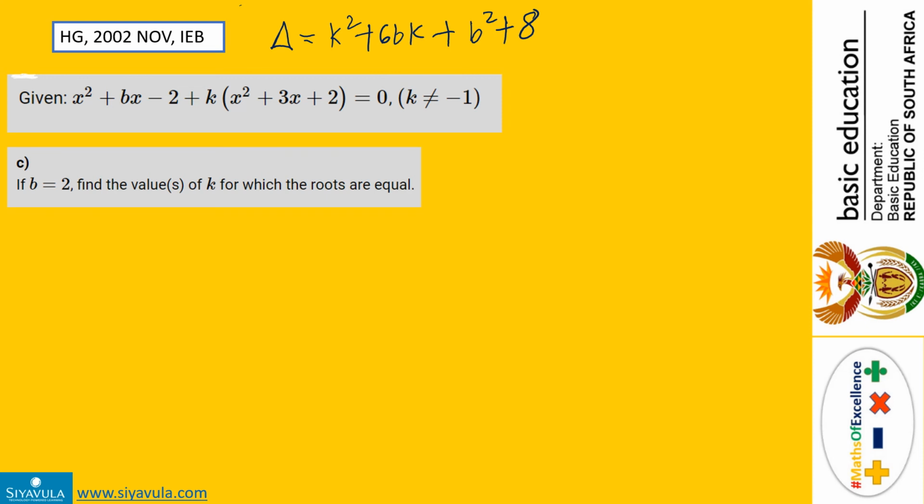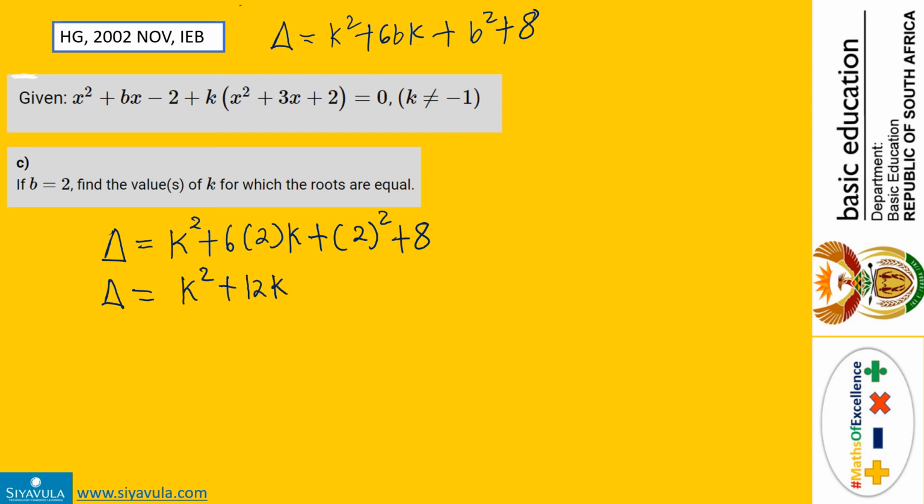So where there is b, we are going to substitute what? 2, right? So now where there is b, we're just going to substitute 2. Then we have k squared plus 6 times 2, 12, 12 times k, 12k, plus 2 squared, 4, 4 plus 8, 12, right? So that is now our delta.